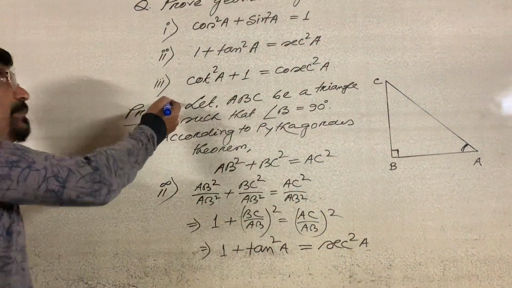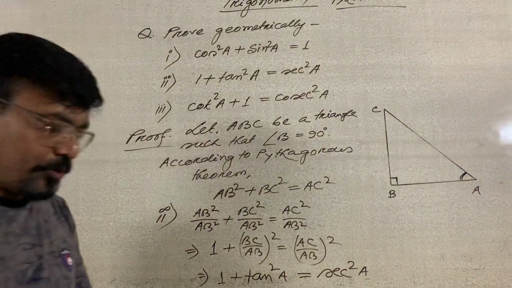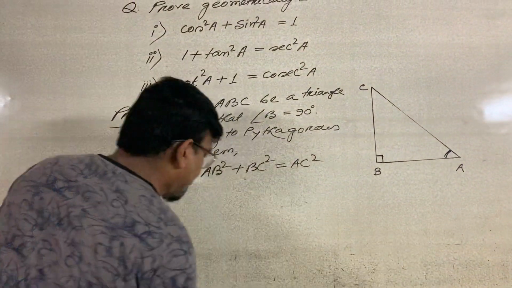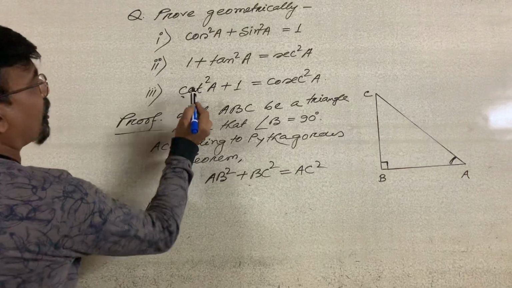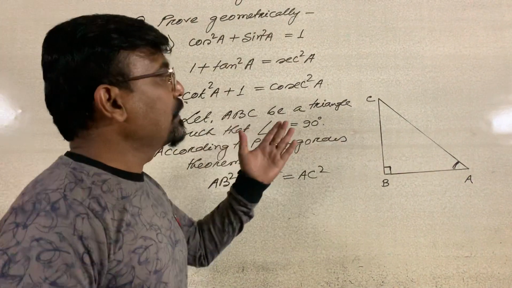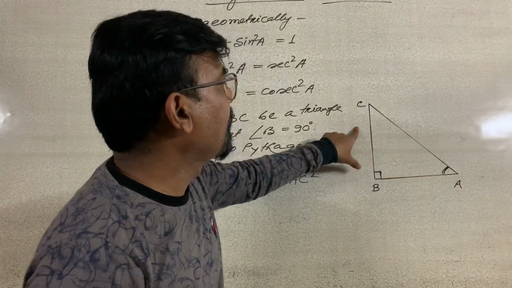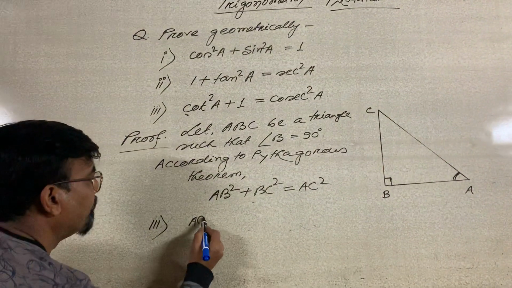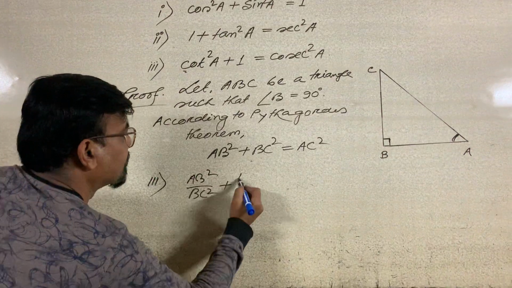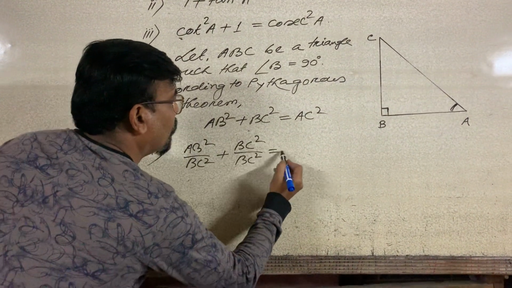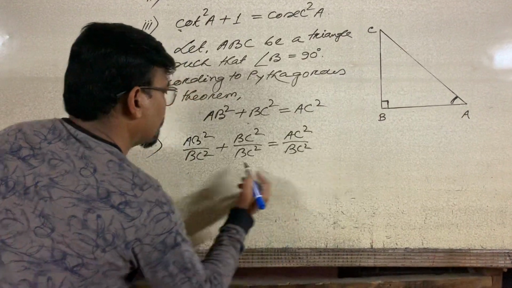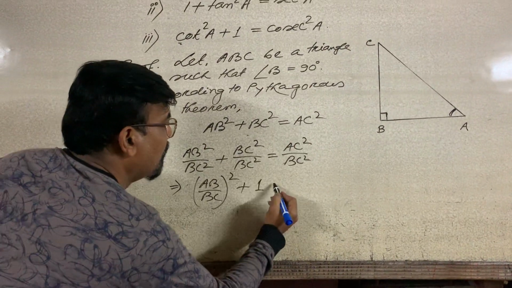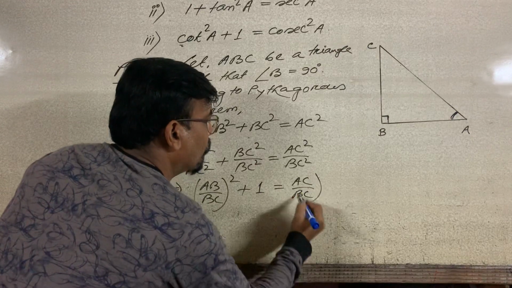Now we are coming to a similar process in number 3. Just check it out. In number 3, the trigonometric ratio is cot. Now, what is the ratio of cot? Cot means base by perpendicular. That means you will have to divide each term by the perpendicular BC. So you divide by BC. AB square by BC square plus BC square by BC square is equal to AC square by BC square. Now you are getting AB by BC whole square plus 1 is equal to AC by BC whole square.